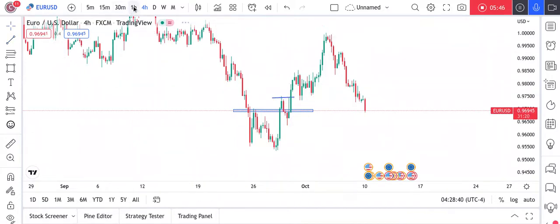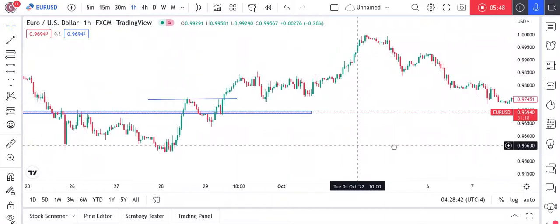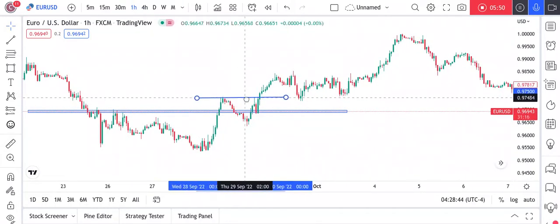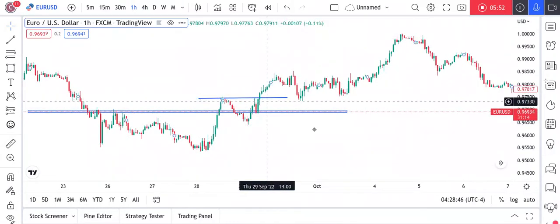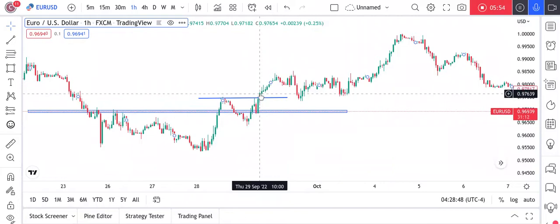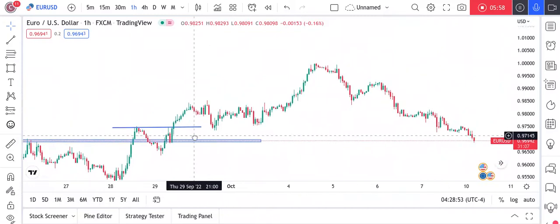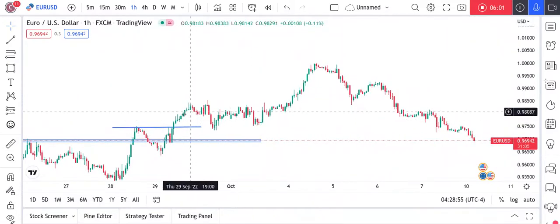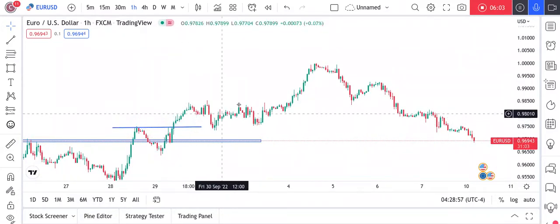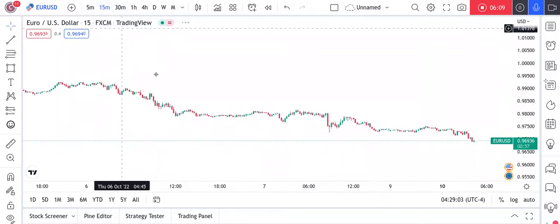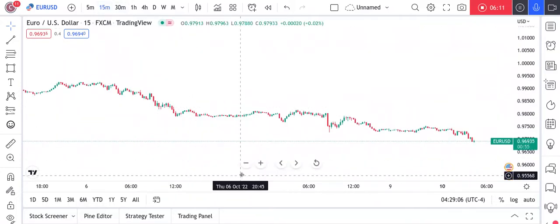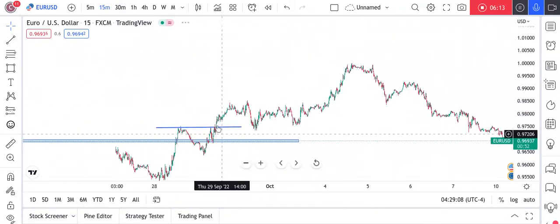We go now to the H1. Going to the H1, we can still mark it like that. At this point, you could get in here as soon as you get a break above, with stop loss below, and just let the trade run. You can clearly see that as soon as we got in, it flew. And you can refine this on the 15 minutes and the 5 minutes for better, sharper entries.